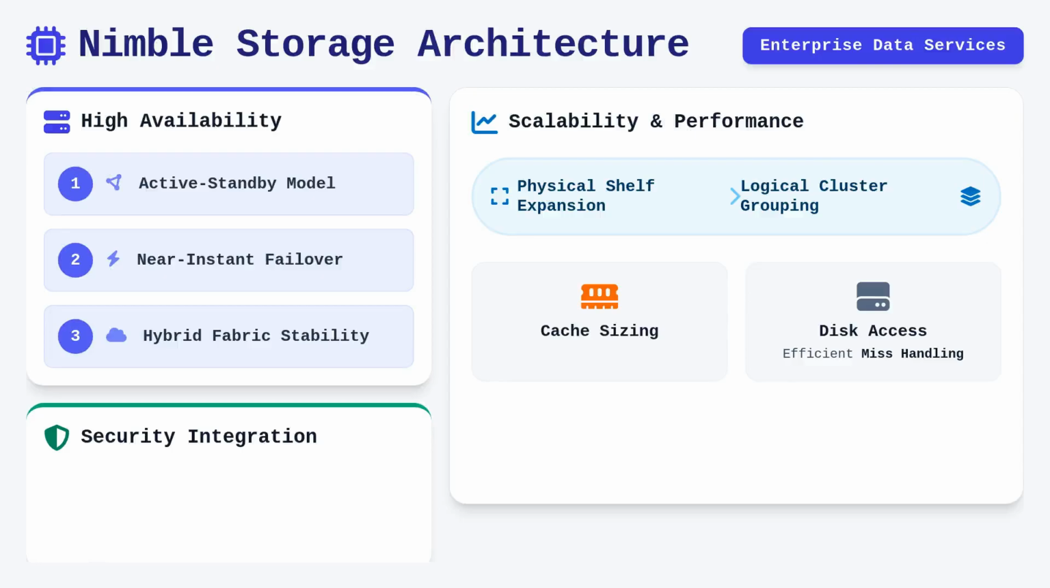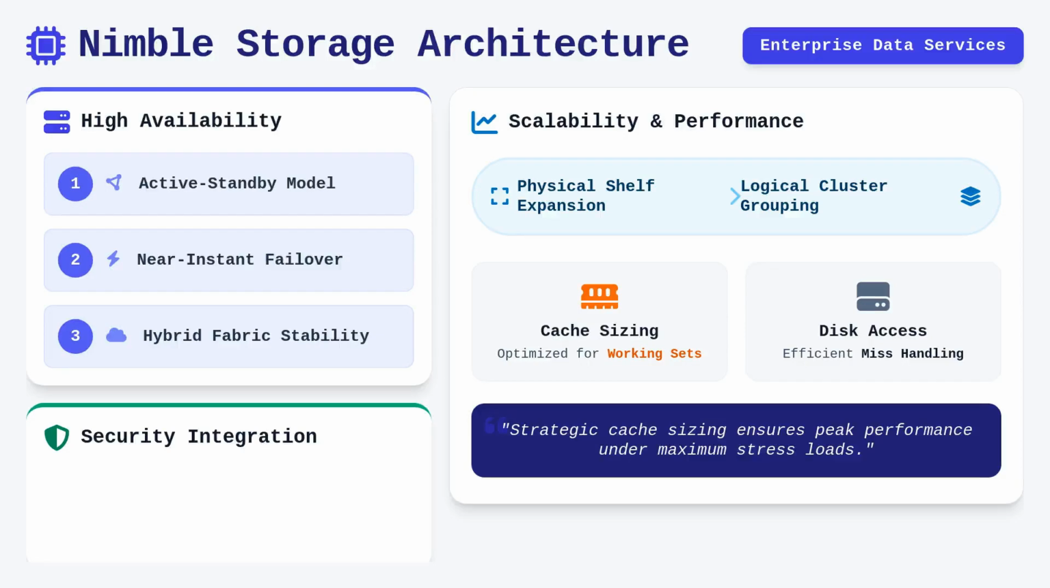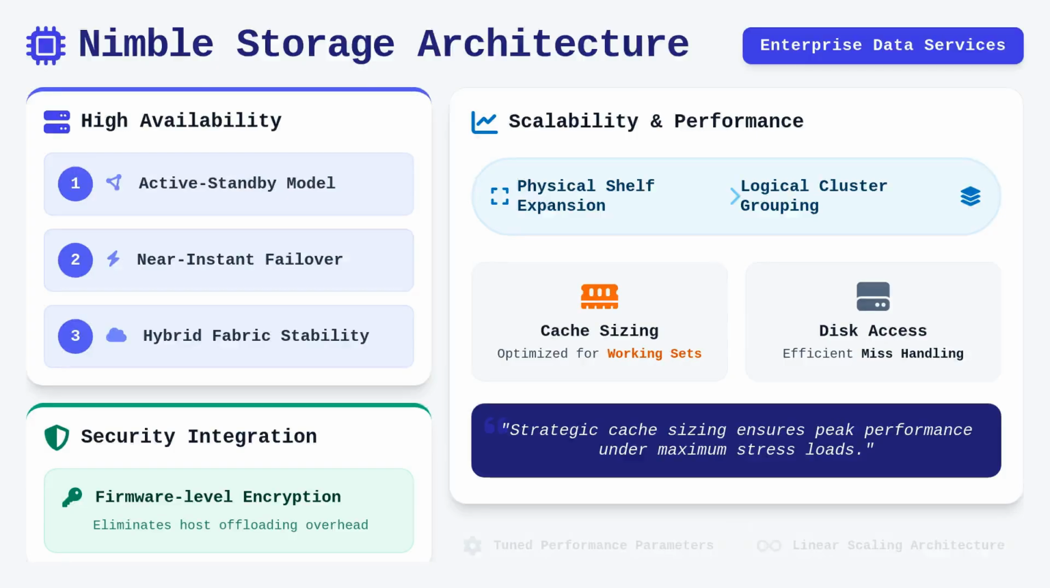If the cache is correctly sized based on the working set of the workload, the system remains performant even under heavy stress. Furthermore, the cryptographic baselines are applied at the firmware level, ensuring that data at rest is protected without needing to offload encryption tasks to the host servers. This integration of security and performance is a hallmark of the Nimble ecosystem's approach to enterprise data services.